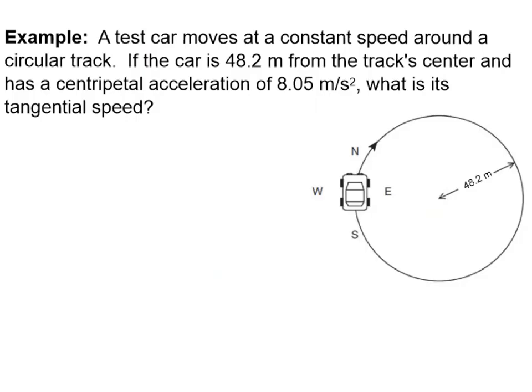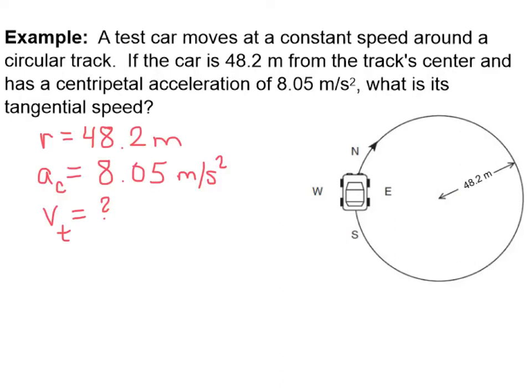Let's do a sample problem. Let's say we have a test car moving at a constant speed around a circular track. The car is 48.2 meters away from the track's center. It has a centripetal acceleration of 8.05 meters per second squared. What is its tangential speed? Let me write down the things I know. These are the things I know.